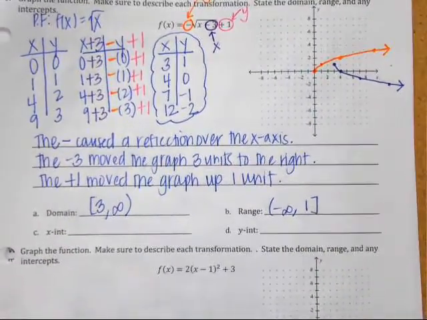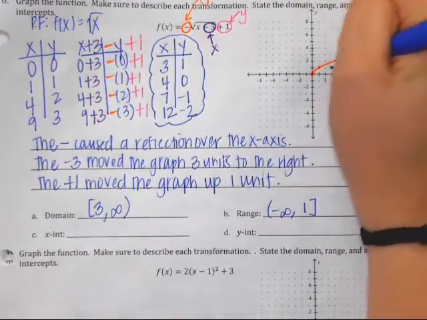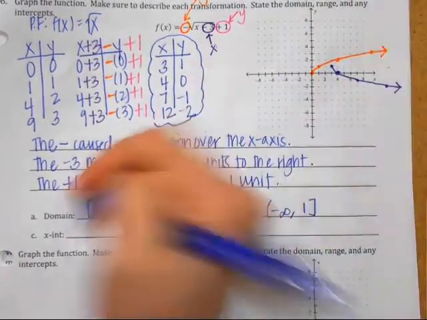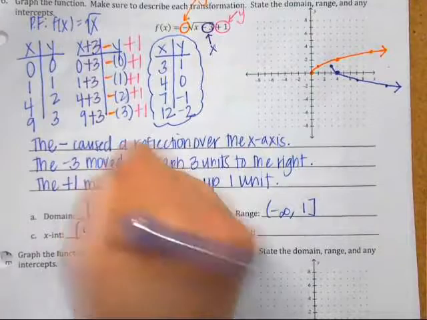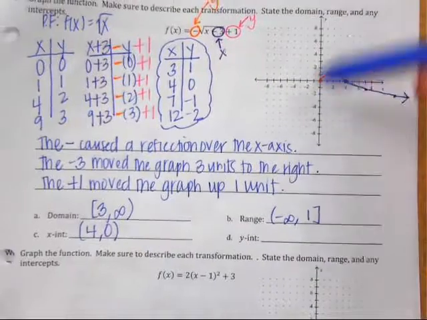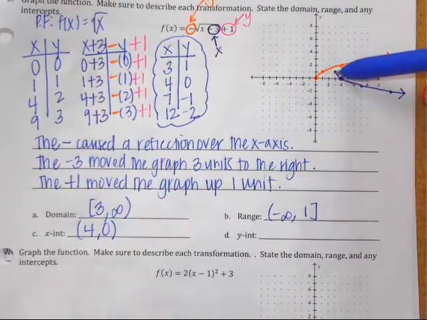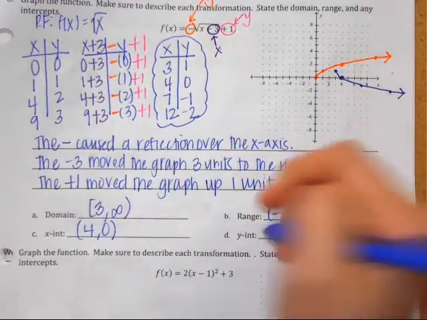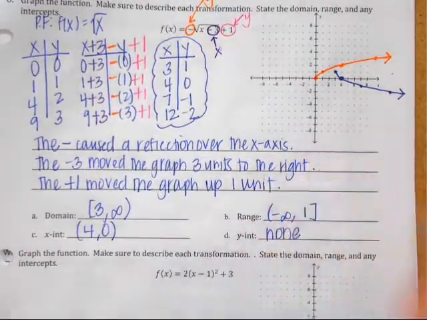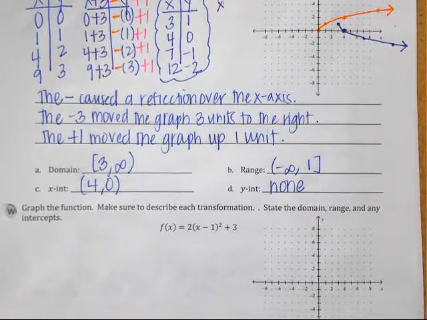My x-intercept is where it crosses the x-axis. So that looks like it's here at 4, 0, which was one of our points that we plotted. And then my y-intercept, well, it actually is never going to cross the y-axis. So if you see, this is our starting point, it continues on. So there is actually none, or NA, or whatever you want to put. So that does it for 6.